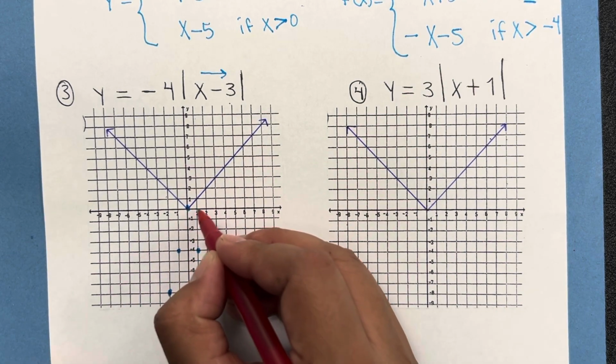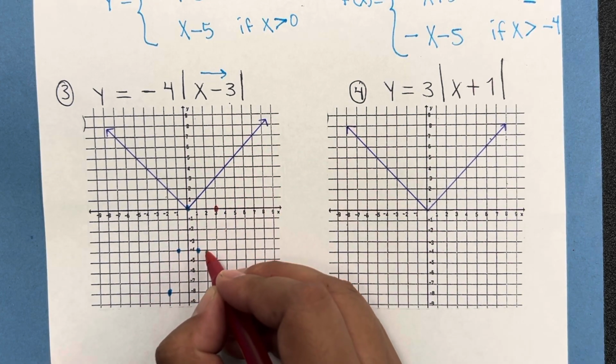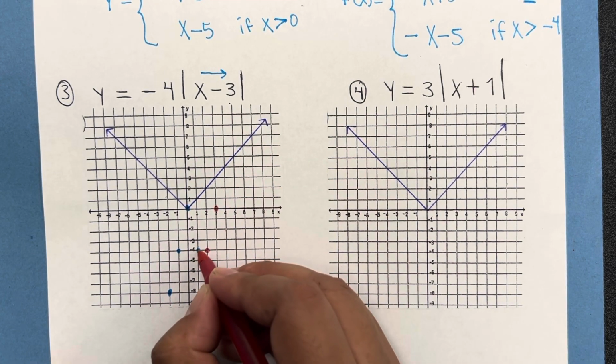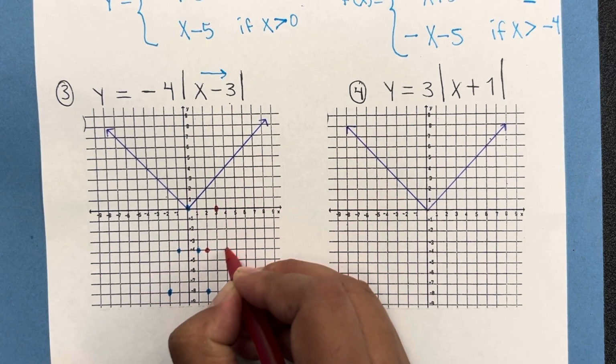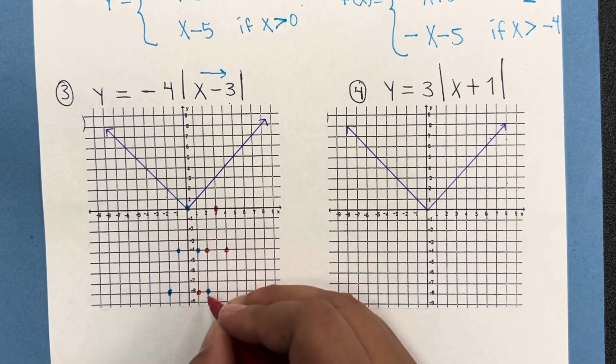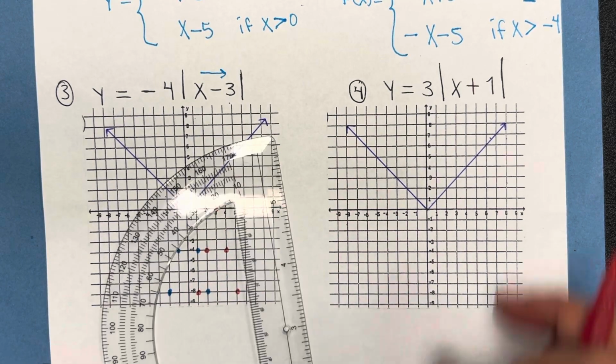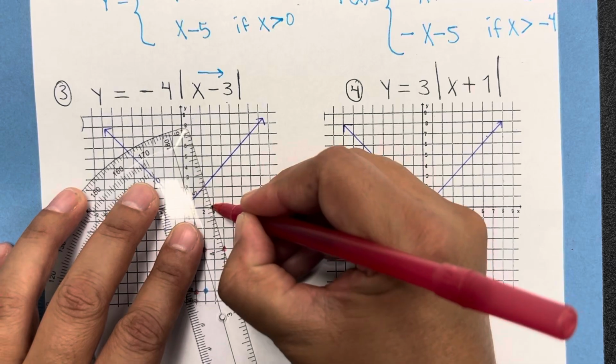So from here, 1, 2, 3, right there. This point, 1, 2, 3, right here. This point, 1, 2, 3, right here. This one is 1, 2, 3, here, and 1, 2, 3, right here. Now we're able to draw our graph.